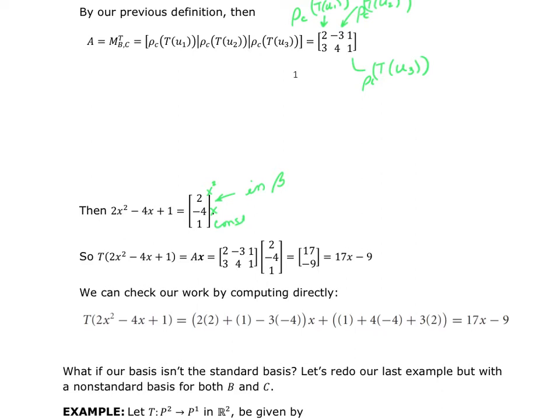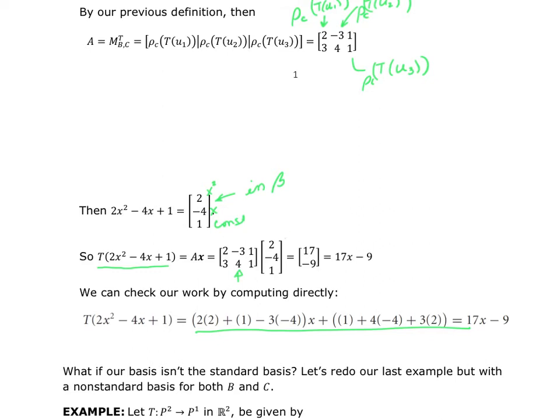So then if I take the linear transformation of my input, which is 2x squared minus 4x plus 1, I can do it as a direct substitution as I did here, or I can do it using my matrix representation of the linear transformation, which we know from above is 2, negative 3, 1, and then 3, 4, 1.